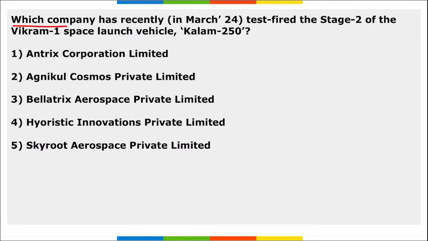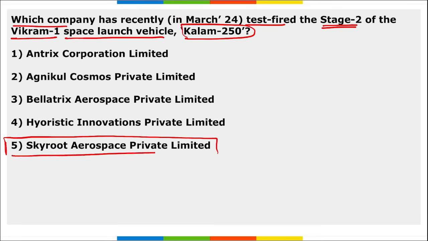Next, which company has recently test fired the stage 2 of the Vikram 1 space launch vehicle, that is Kalam 250? It will be Skyroot Aerospace Private Limited, right? It is Skyroot Aerospace Private Limited. And this test was conducted at the propulsion test bed of ISRO at Satish Dhawan Space Center in Sriharikota, Andhra Pradesh.